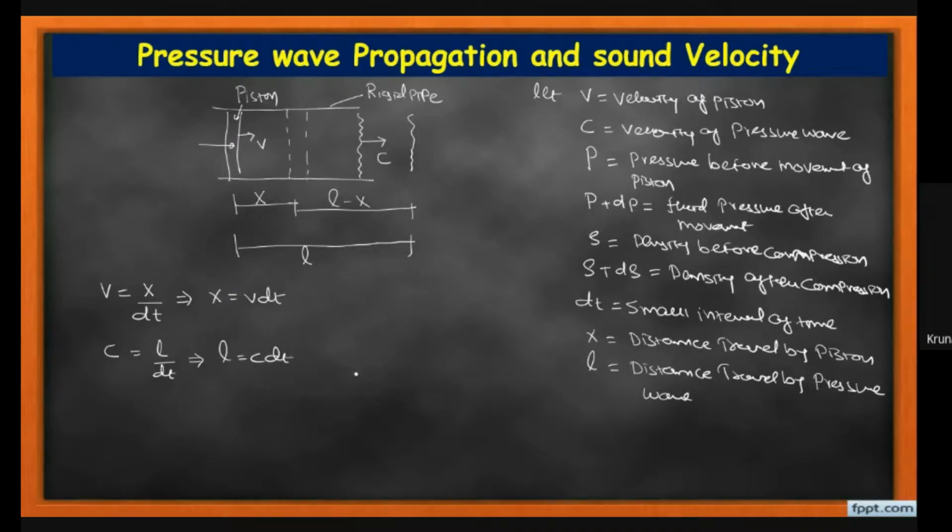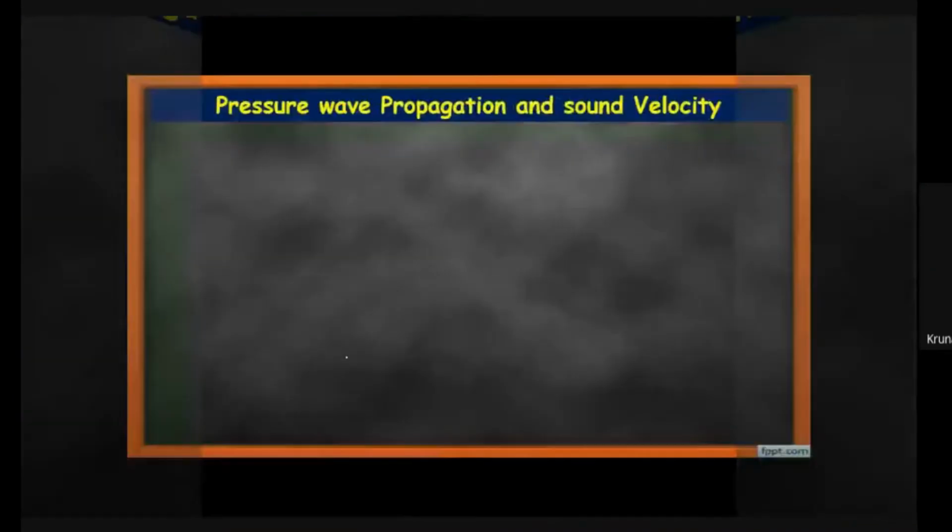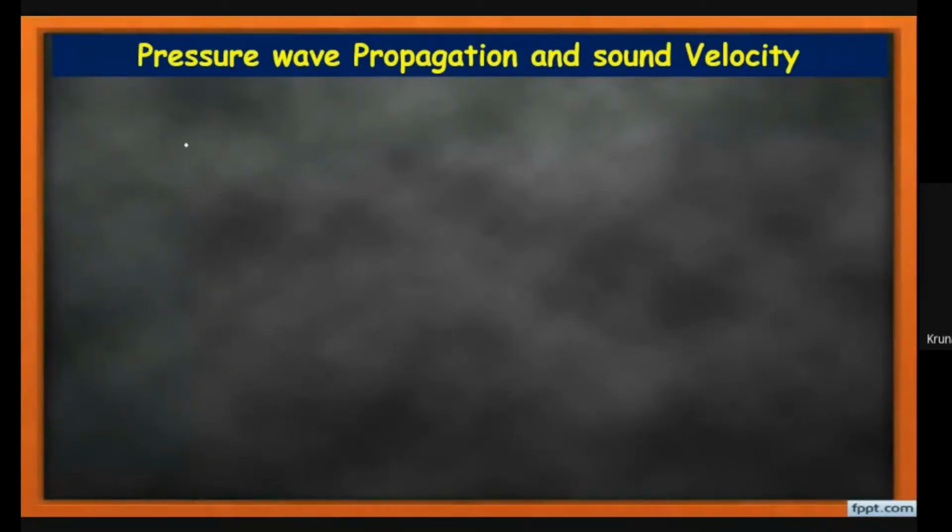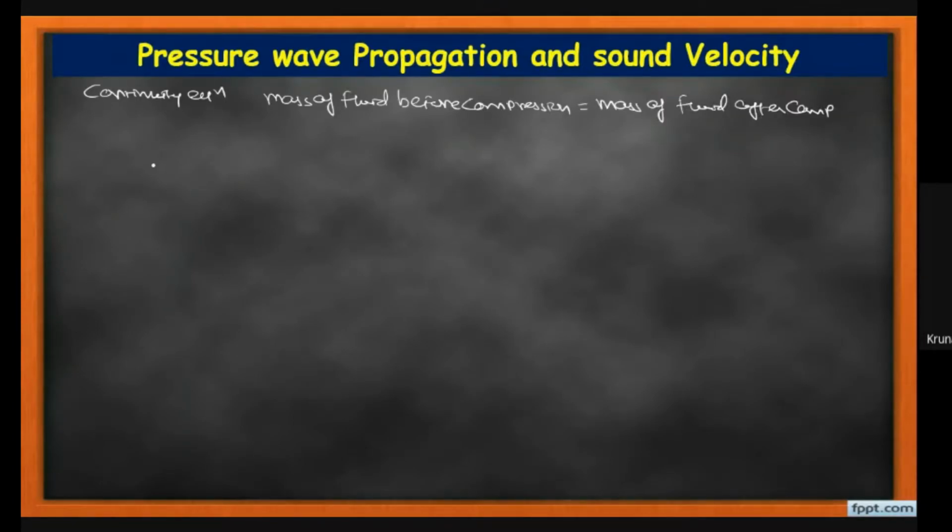Now we have the continuity equation. So we apply the continuity equation. It is the mass before the compression and the mass of the fluid after the compression. So now we know the mass of the fluid before compression. The density is rho, the area of the cylinder or the pipe is A, and the length is L. So it is density into volume, so we get the mass.